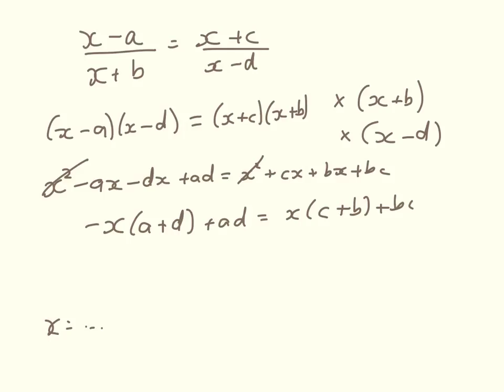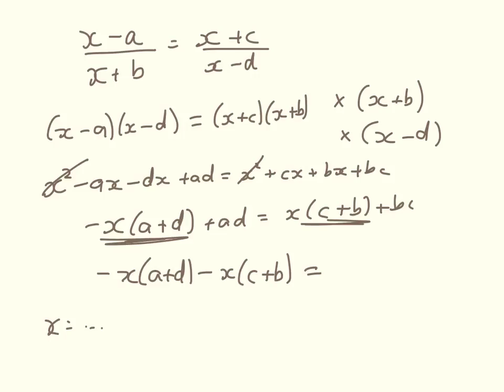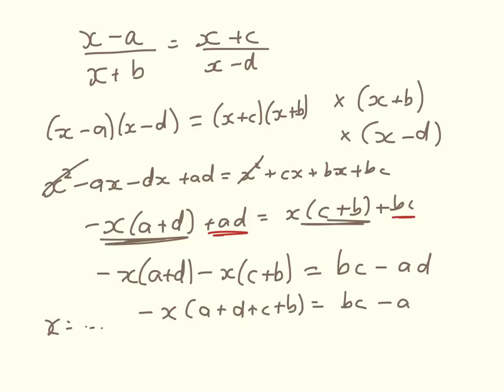So we're going to have negative x times a plus d, minus x times c plus b. So that's the x terms sorted out onto the left hand side. Now I've got the constant terms. We want to put those all on the right hand side. So here I've got bc minus ad. So this equals negative x times a plus d plus c plus b equals bc minus ad.